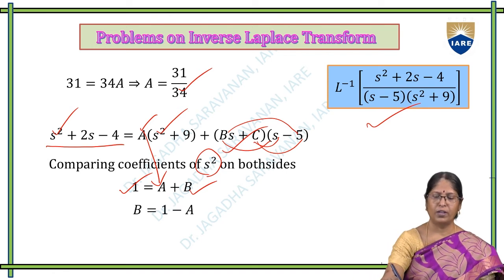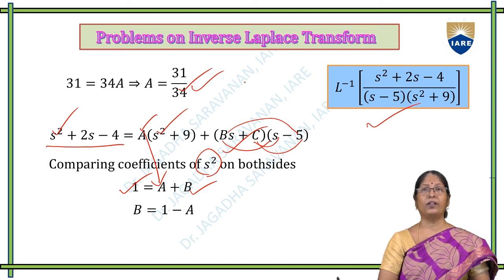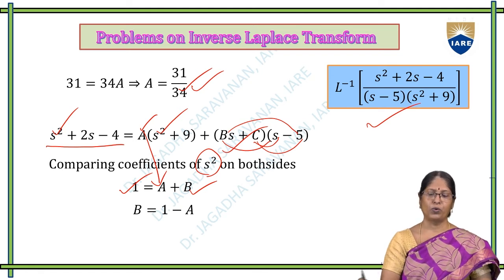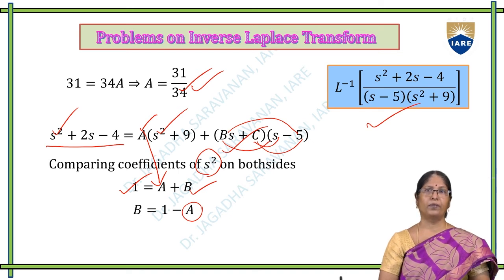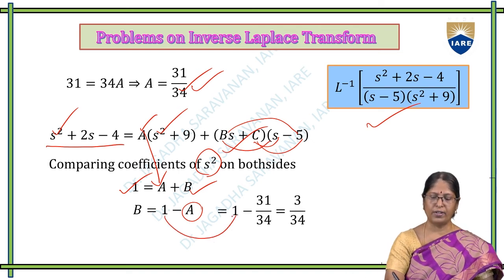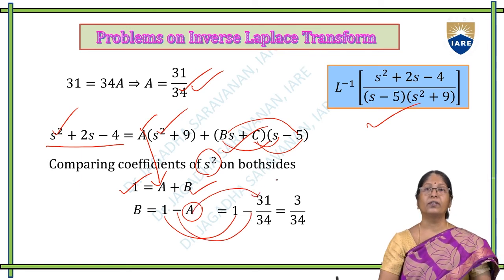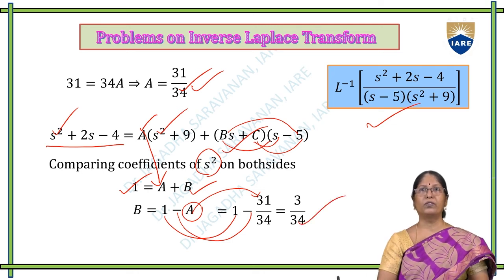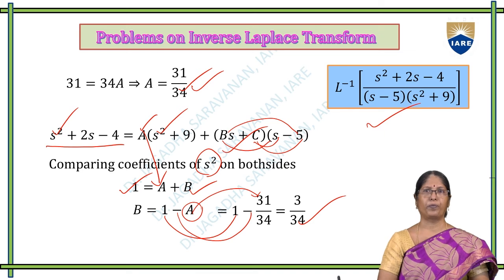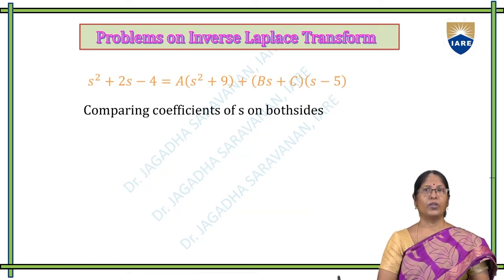Already we got the a value, that is 31 by 34. So we are going to substitute here in the place of a. So 1 is as it is, negative sign as it is, and in the a place we substituted 31 by 34. We got b equal to 3 by 34. So a value we got, b value we got. Finally, the leftover is only c.